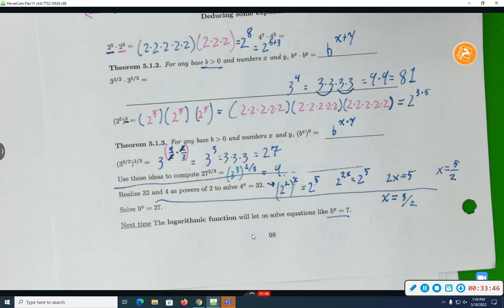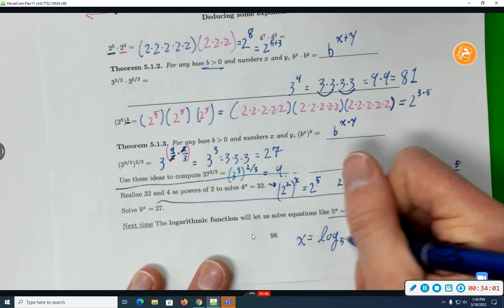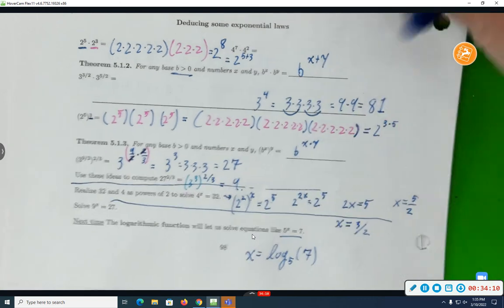We will get another trick in the form of logarithmic functions next time. So we will be able to solve that equation tomorrow. And maybe I'll even tell you, essentially we're going to make up a name for this solution. We will call it the log base 5 of 7. But we'll talk about that in more detail next time.